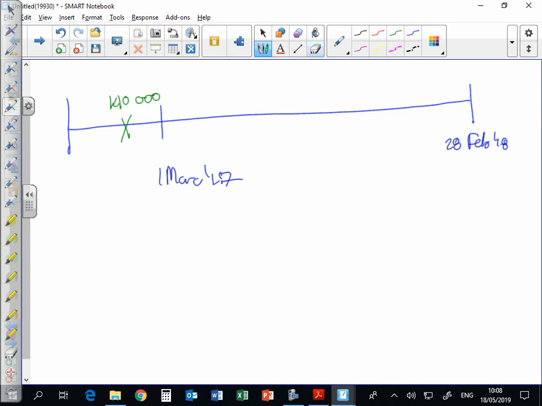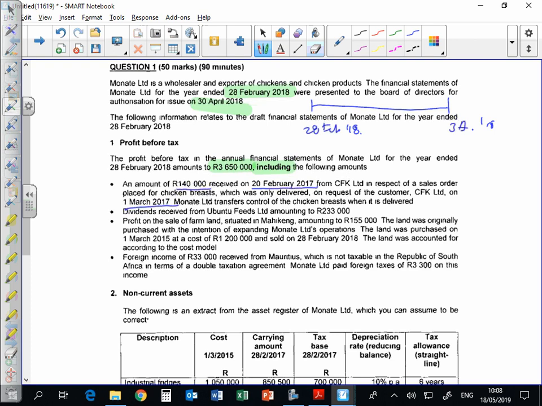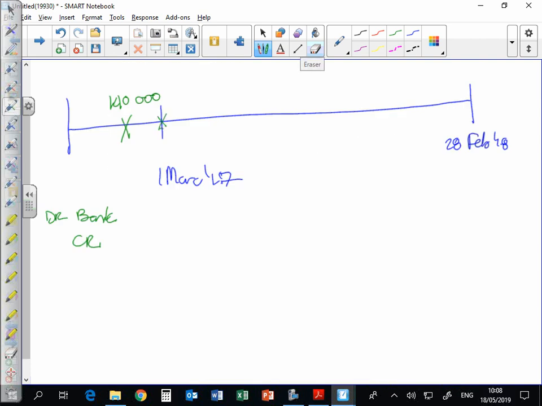Everyone happy with that? At that date, the journal entry we would have processed would be to debit bank and credit something. We'll see now. We received that on the 20th of Feb in respect of a sales order placed for chicken breast, which was only delivered to the customer on the 1st of March 2017. So on the first day of our new financial year, these things were delivered. Do you agree with me that we are only entitled to the revenue once control transfers to the customer, which would be on the date that it is delivered? Right, so we can only recognize revenue on the 1st of March 2017.